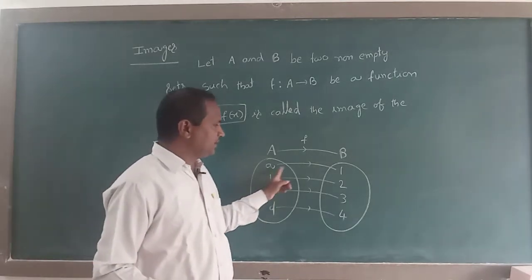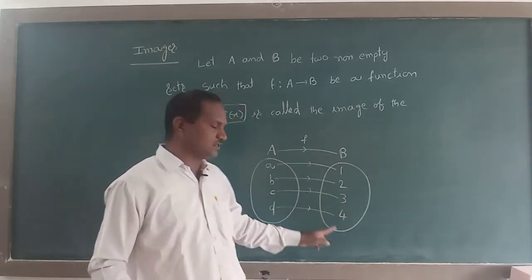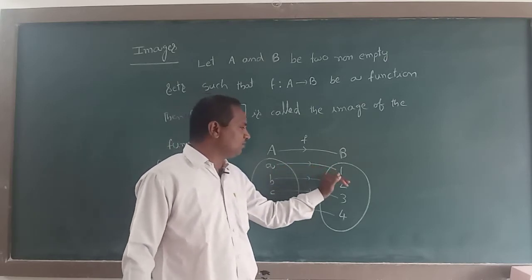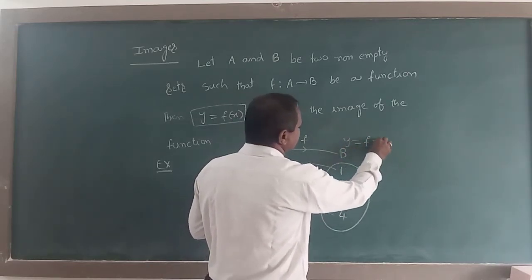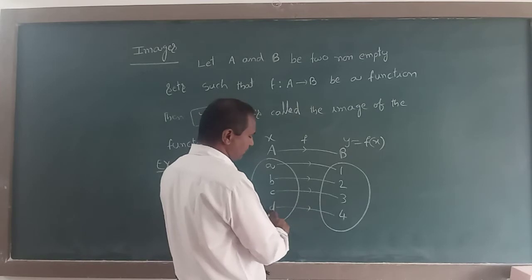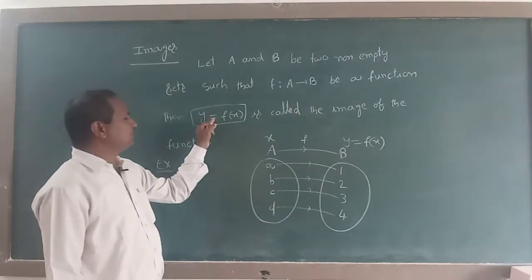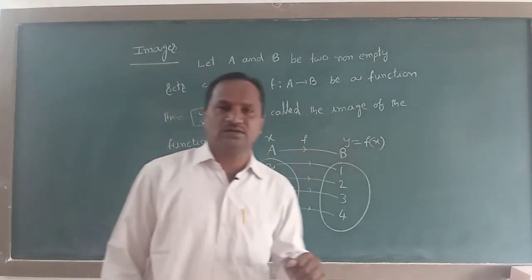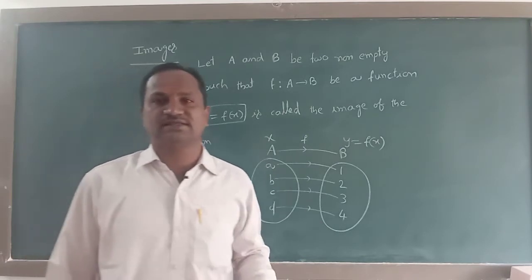See here, image of A is 1, image of B is 2, image of C is 3, image of D is 4. Like that, moving from A to B, f of A is equal to 1. You consider it x and y. So f of A is equal to 1, f of B is equal to 2, f of C is equal to 3, f of D is equal to 4. Like that we are collecting images. Remember I mentioned the formula to find the image: y is equal to f of x.